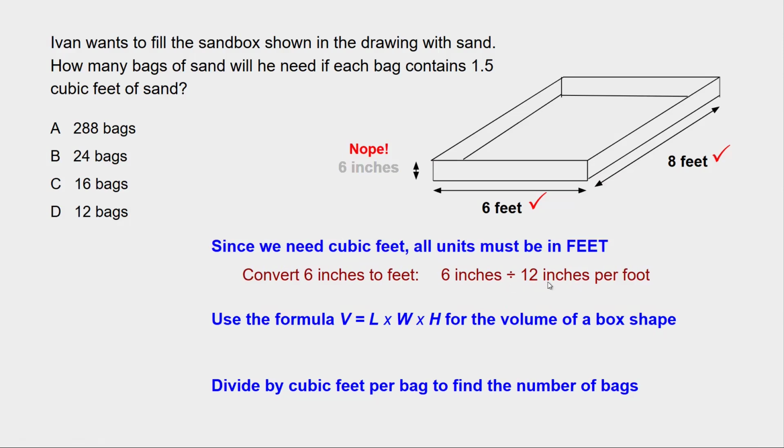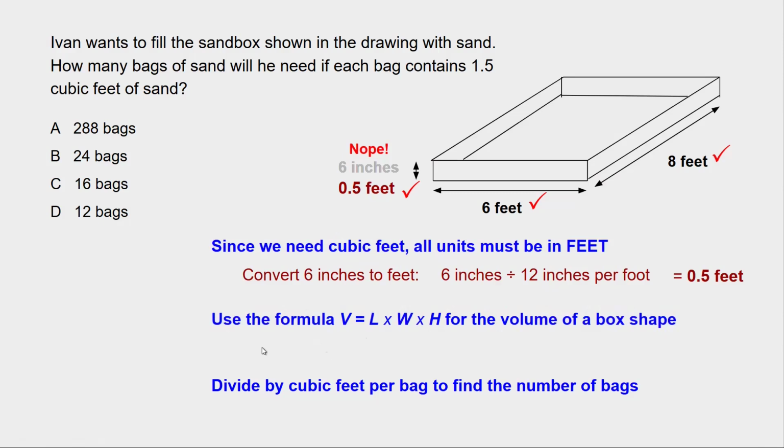So 6 divided by 12 is 0.5 feet. And that makes sense because 6 inches is less than 1 foot. In fact, it is exactly half a foot, which is the same as 0.5. So we mark that off, 0.5 feet, give it a check mark, we're good to go.